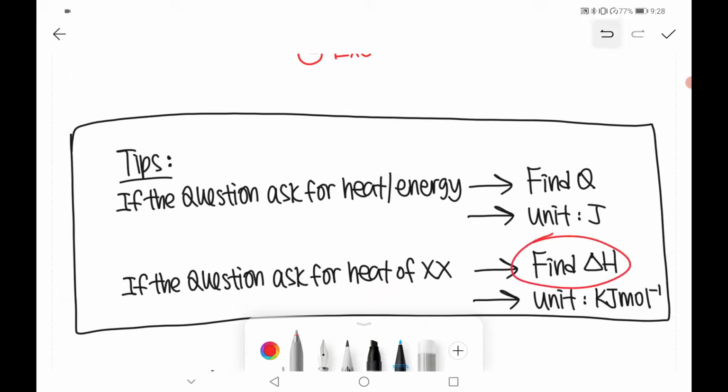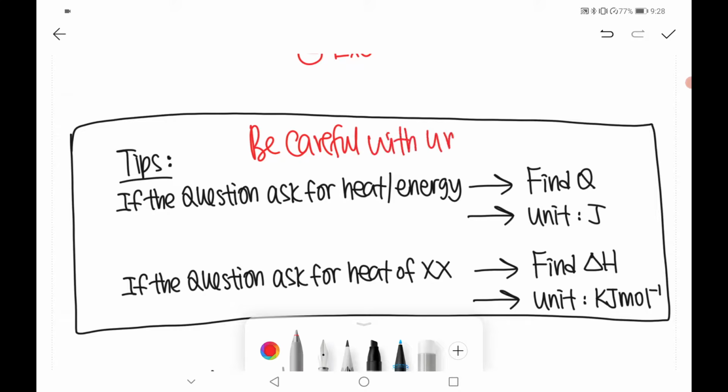Another thing that you need to be careful about is the unit. In this chapter, you need to be very careful with the unit. Many students can do the calculation correctly, they know how to do the calculation, but they still get the wrong answer in the end. Why? Because the unit is wrong. Everything is correct, only the unit is wrong, then they lose the mark. That is very wasted, so you have to be very careful. Please make sure you know about the unit.